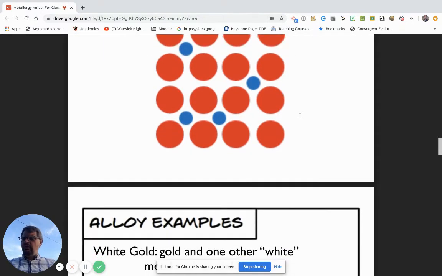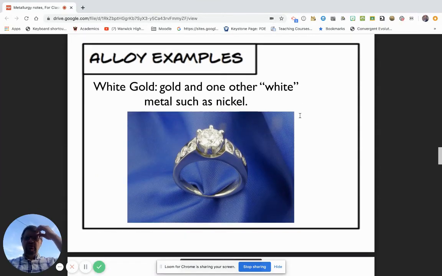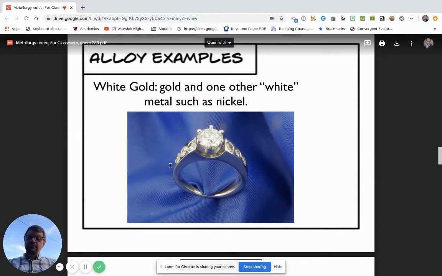Remember, alloys are mixtures. Some examples: white gold, which is gold mixed with nickel. It is a mixture, but it gives it the white appearance and makes it strong. White gold.